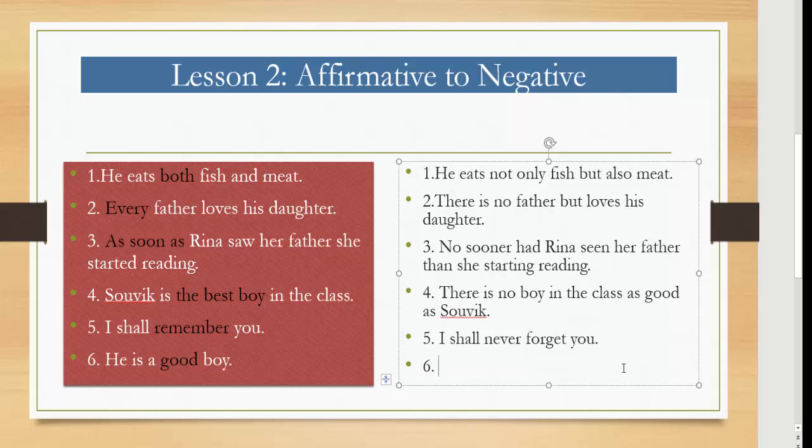Number 6. He is not a bad boy. Subject, verb, then not, and the antonym of the adjective. That means good, antonym bad; honest, antonym dishonest. He is a good boy, he is not a bad boy. I shall remember you, I shall never forget you. That means changing to negative without changing its original meaning. In this way, we can change affirmative to negative.